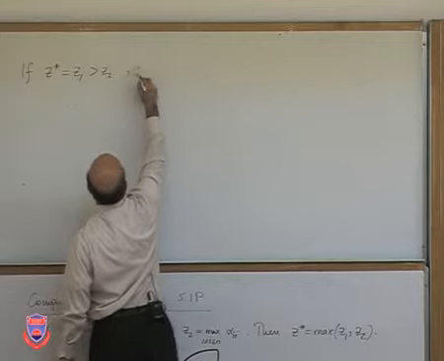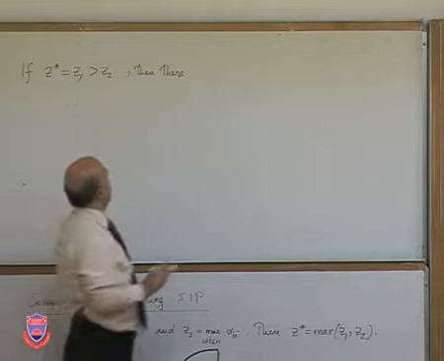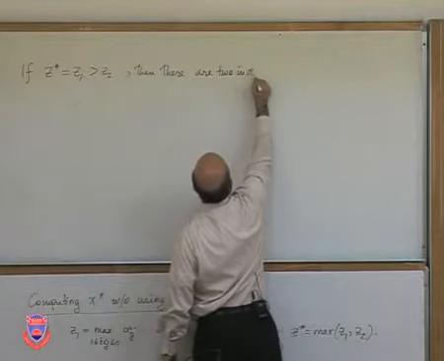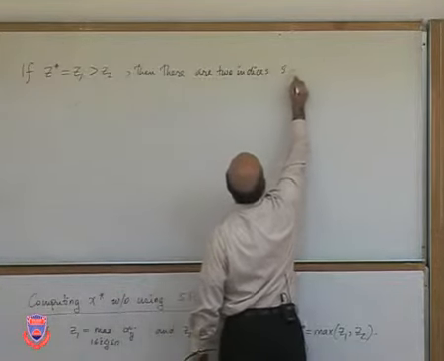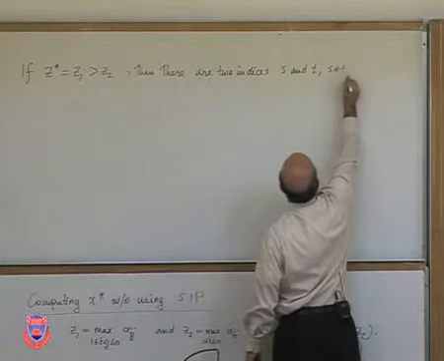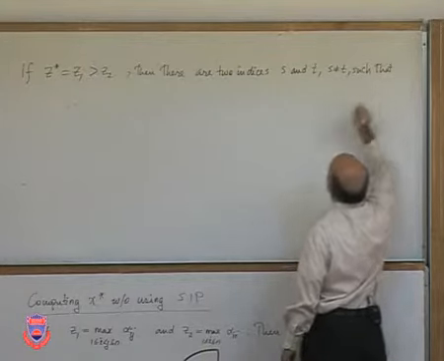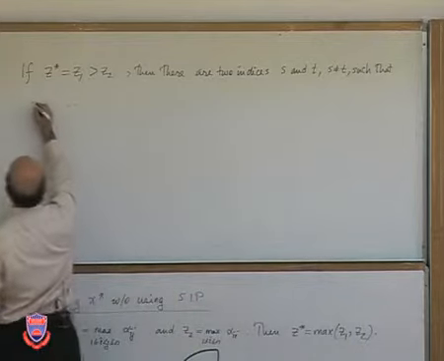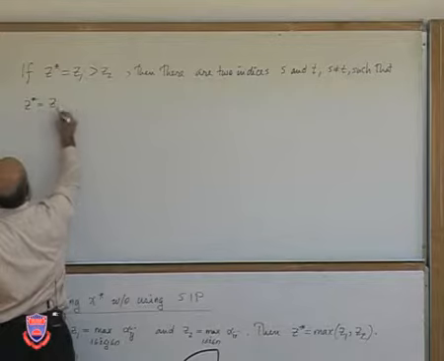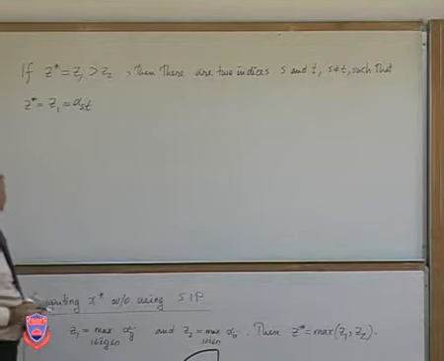In this case, there are two distinct indices such that Z star is equal to Z1, which is equal to alpha s t. S is different from T in this case.